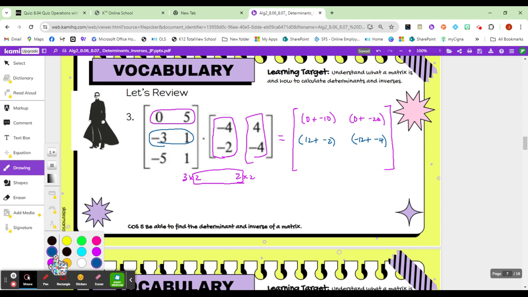So now we are going to go to the third row. So we're multiplying with the third row. That means we're writing our answers in the third row. So we're going to do third row times the first column. That's going to be -5 times -4, which is 20. Plus 1 times -2 is -2. And then third row times the last column is going to be -5 times 4, which is -20. Always plus. 1 times -4 is -4.